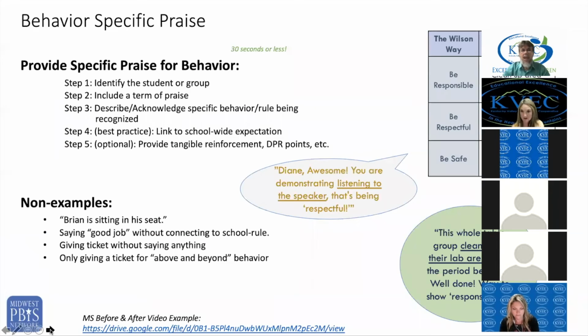So when we're looking at behavior-specific praise, first things first, you want to identify the student by name, or the group by name if it is a group of kids. Then include a term of praise, and then describe or acknowledge the rule that they were following, and then link those to the school-wide expectations or your classroom expectations, and then provide them with the reinforcements.